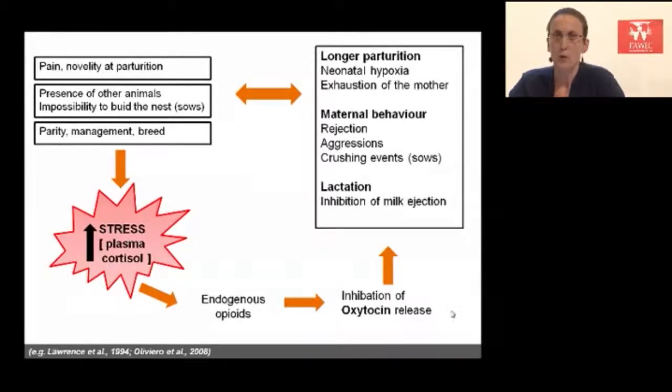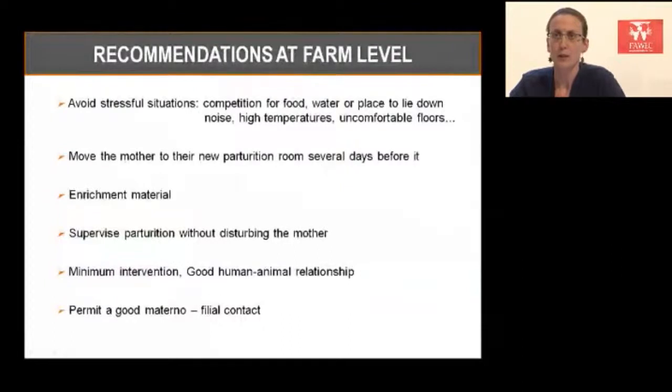And now I would like to give some recommendations at farm level regarding this kind of stress occurring around parturition. In general, in cows and sows, it's necessary to avoid stressful situations, for example, competition for food, water, or a place to lie down. It's also necessary to reduce noise, high temperature, or uncomfortable floors.